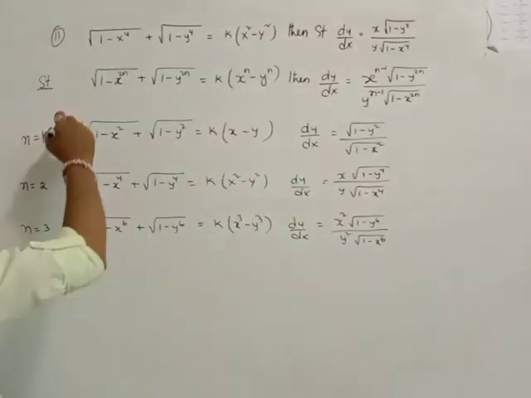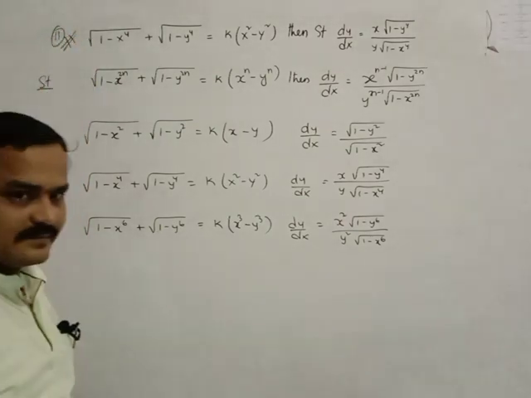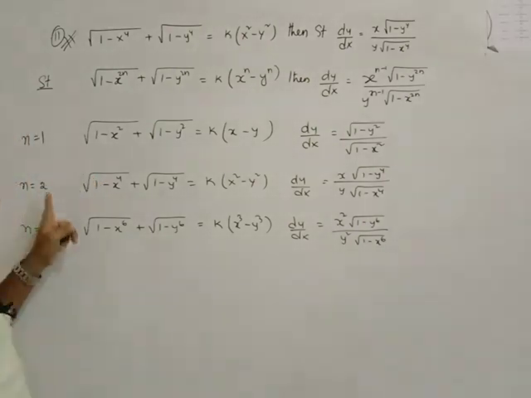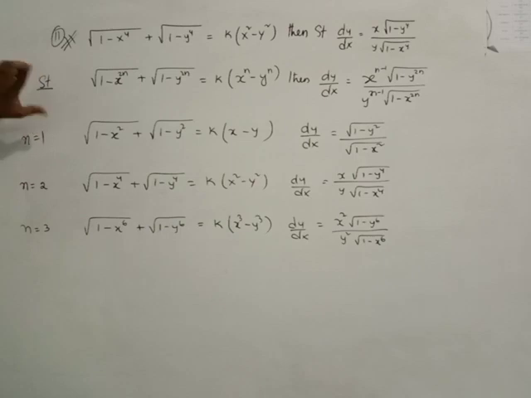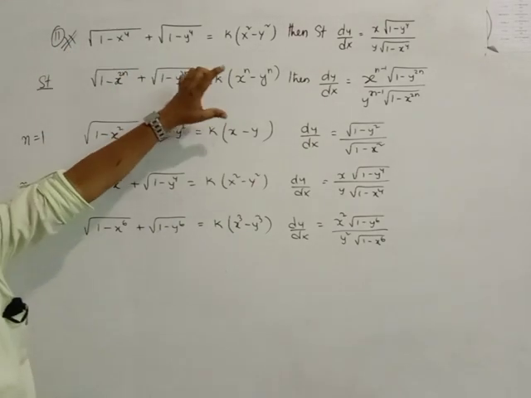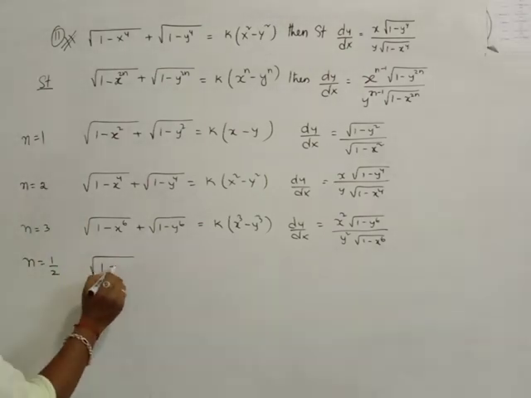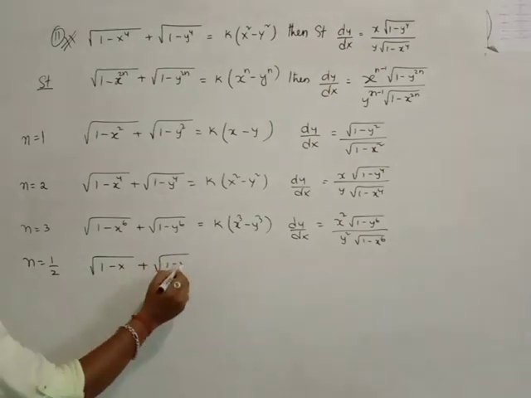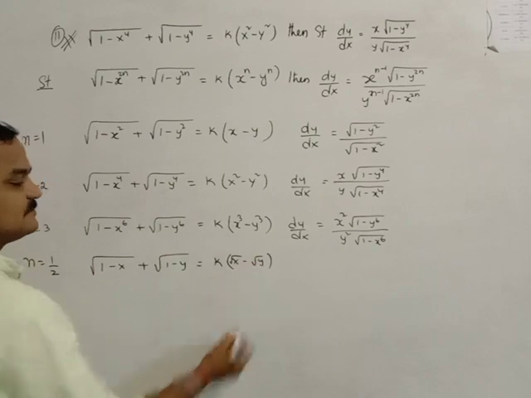From this question only, if you take n is equal to 2, you get the required question that is in your textbook. You can take n is equal to 1, 2, 3, but don't take negative values. You can also take n is equal to 1 by 2. Then it is root over 1 minus x plus root over 1 minus y is equal to k into (root x minus root y).